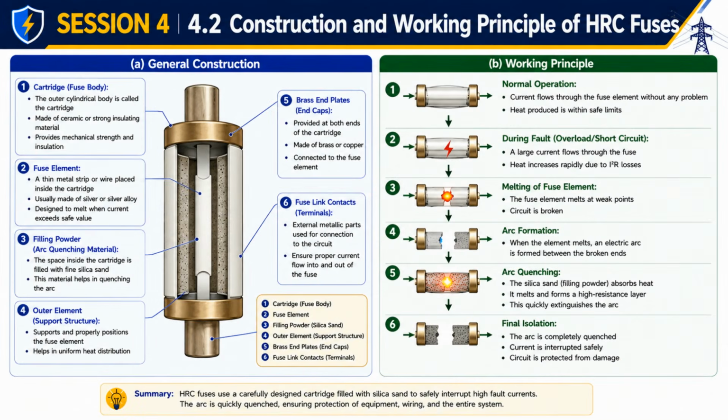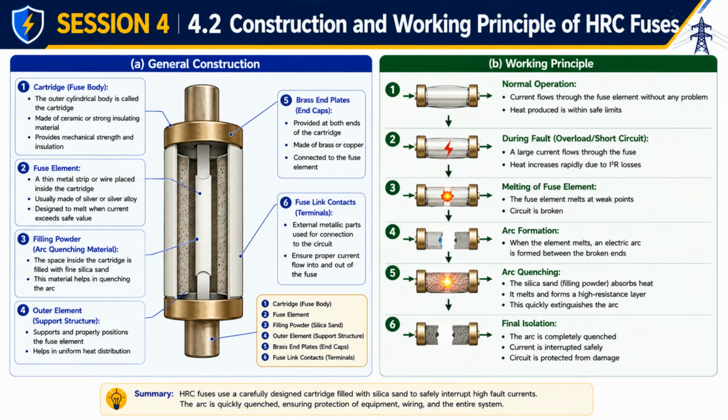Now let us understand the construction and working principle of an HRC fuse. A. General construction. An HRC fuse consists of the following parts. 1. Cartridge. Fuse body. The outer body is called the cartridge. It is made of ceramic or other strong insulating material. 2. Fuse element. It is a thin strip or wire placed inside the cartridge. It is usually made of silver or silver alloy. 3. Filling powder. The cartridge is filled with fine silica sand.